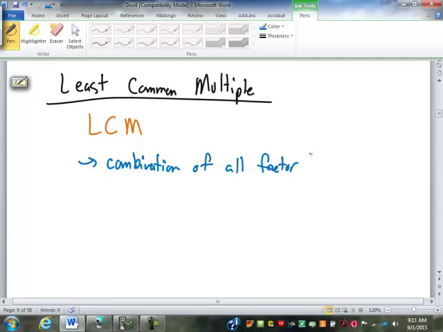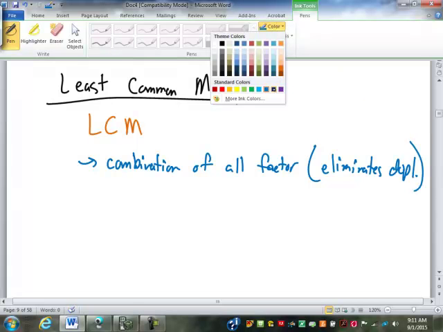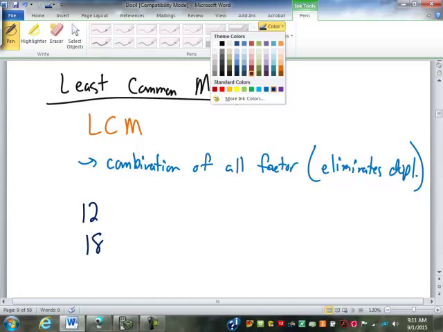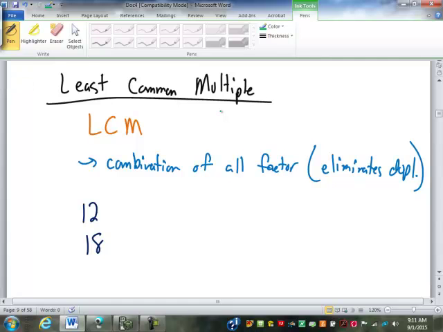But it eliminates duplicates. So what that means is we're eliminating factors that are repeated in both numbers. For example, let's say I want to find the LCM of 12 and 18. Now, if I wanted to just find a common multiple, I'd just do 12 times 18. 12 times 18 is 216. That will be a common multiple, but it's kind of large. We'd rather work with something smaller.